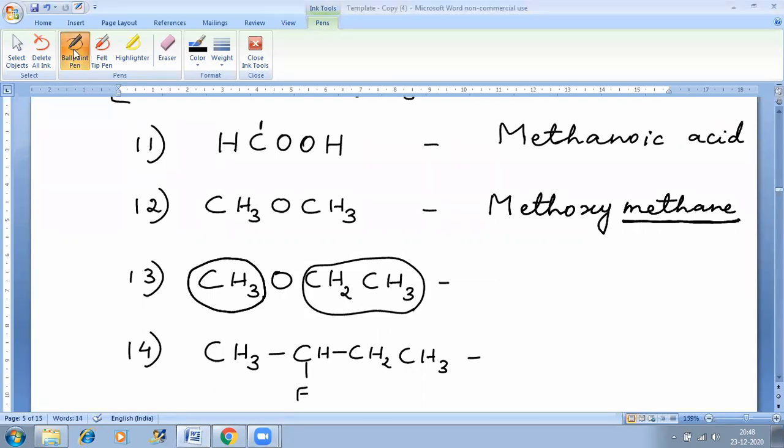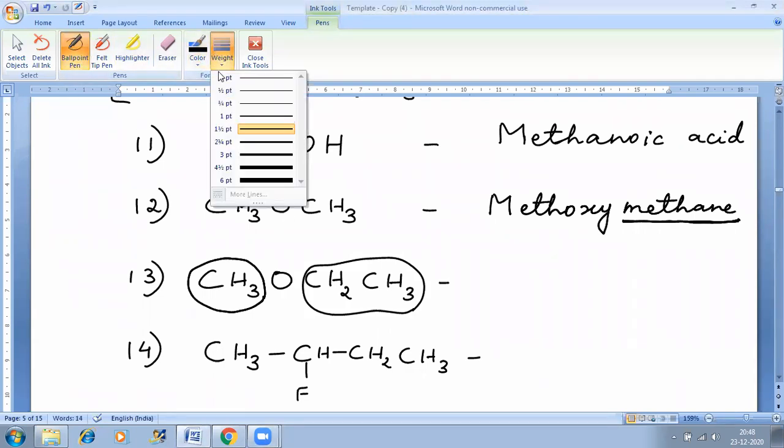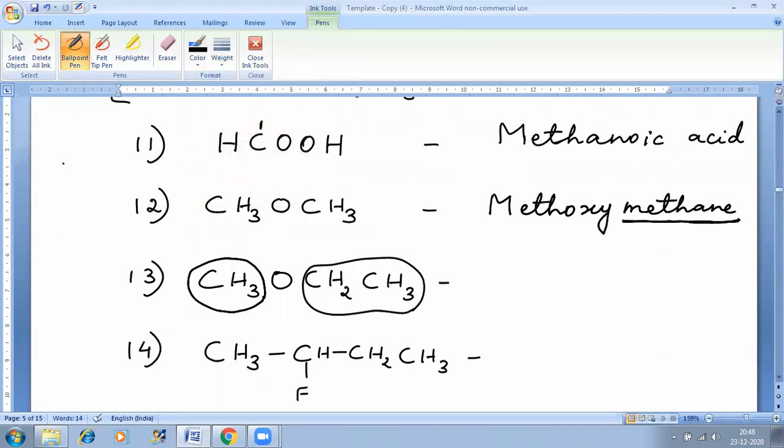So in 12th and 13th, you will only look at one side of oxygen atom at a time. You will not look at all the carbon atoms at the same time. You will only look at one particular side. Either you look at the right hand side of oxygen atom or you look at the left hand side of the oxygen atom and then you decide which side has larger number of carbon atoms.